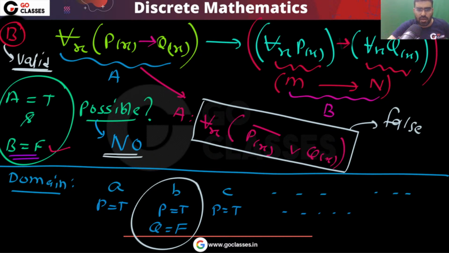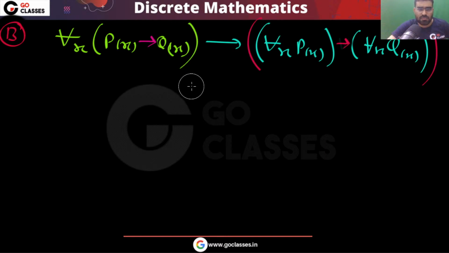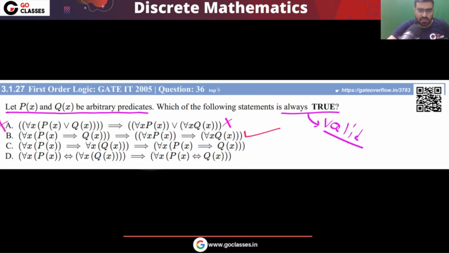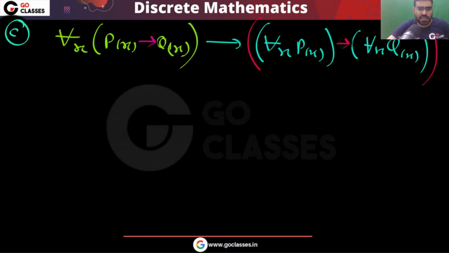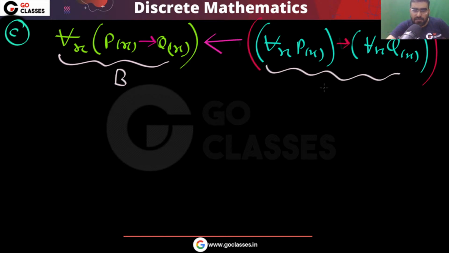Okay. Now let's see another question. The next option, C. Look at option C. Option C is saying the reverse direction. In option C, you have this direction. So in option C, what do you have? This is your B, and you can see this is your A.